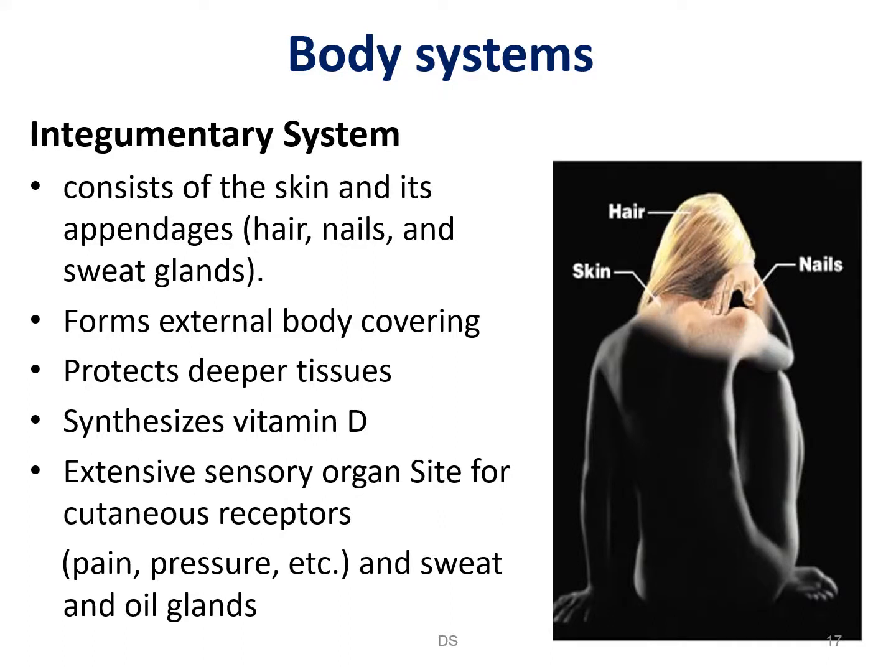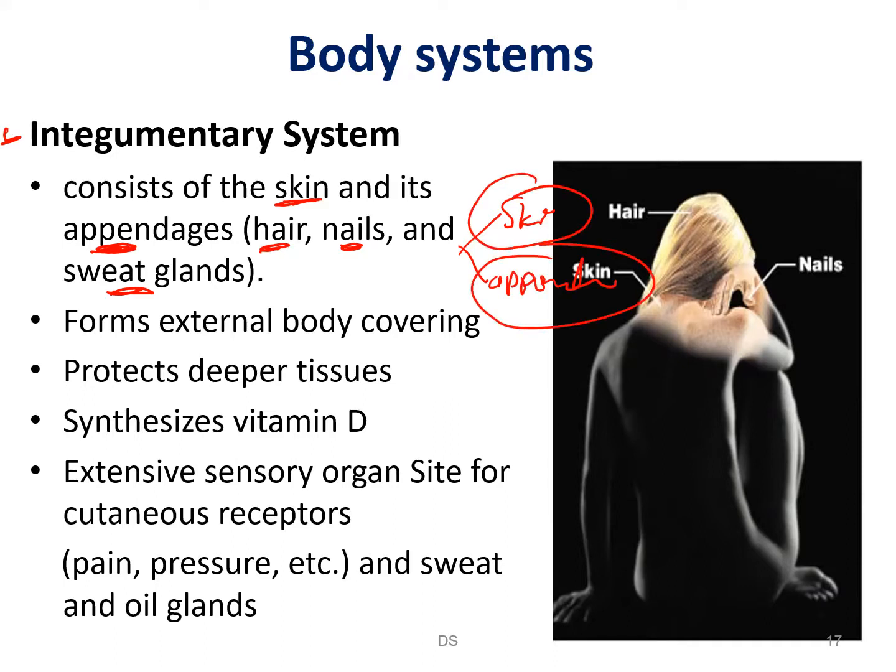Let us review our body systems. The integumentary system, the first system. It includes the skin and its appendages like the hair, the nails, and the glands, the sweat glands.